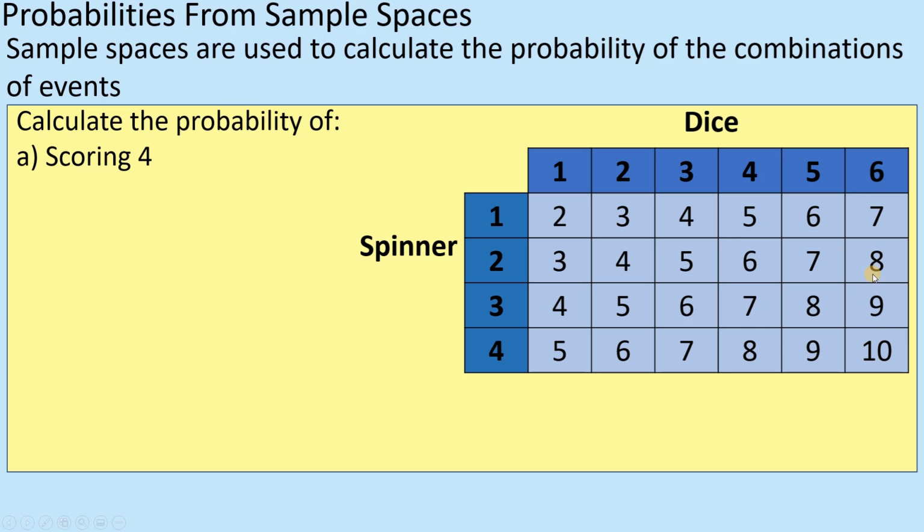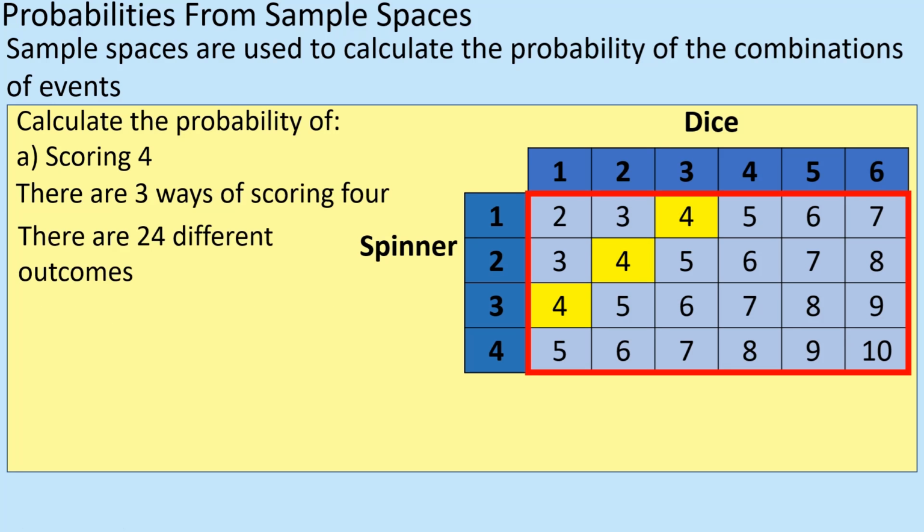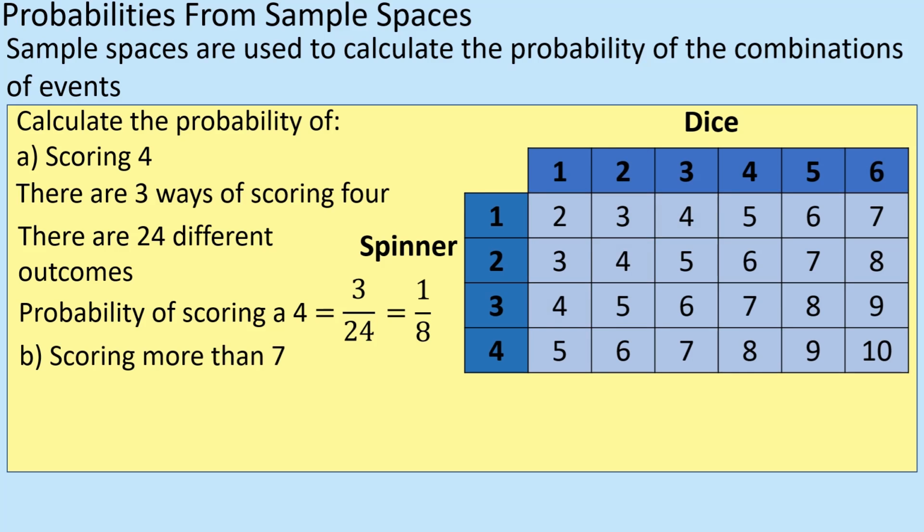Well, if I look at this table here, I've got 6 by 4. There are 24 different possible combinations there, so it's out of 24. Well, how many ways can you get a 4? There's 1, 2, 3. There's 3 of them there, and that means there's 3 out of 24. There's my probability. And I could simplify it if I wish to 1 over 8. So once you've got your sample space, it's always going to be out of 24 because there are 24 combinations.